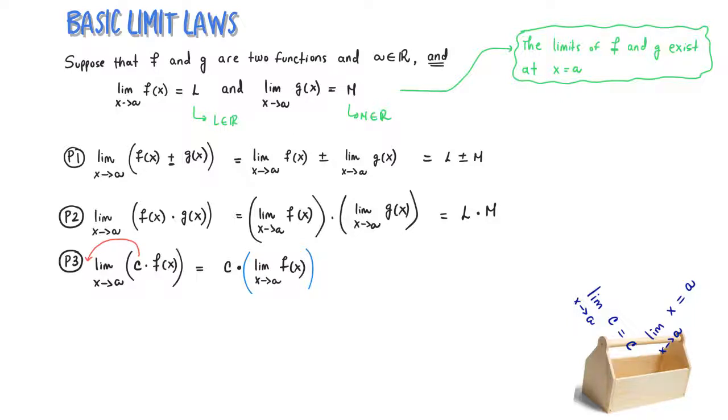And we know the limit, right? We know that the limit as x goes to a of f of x is equal to L. So this becomes just c times L.